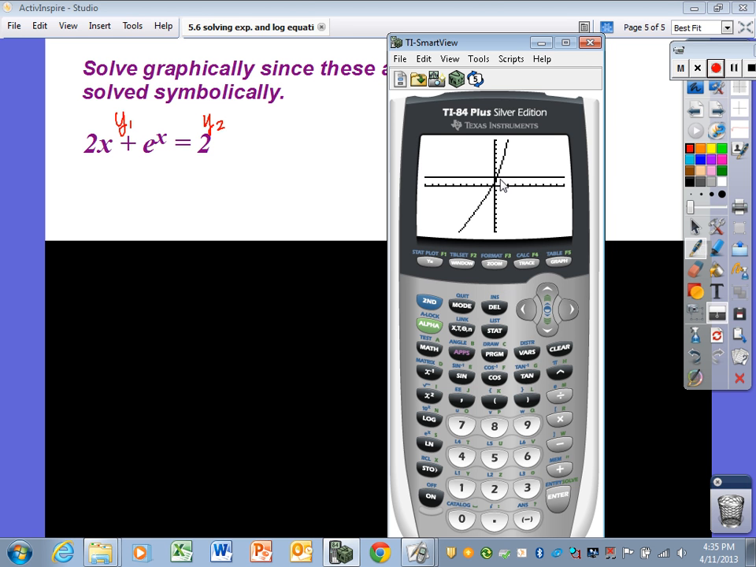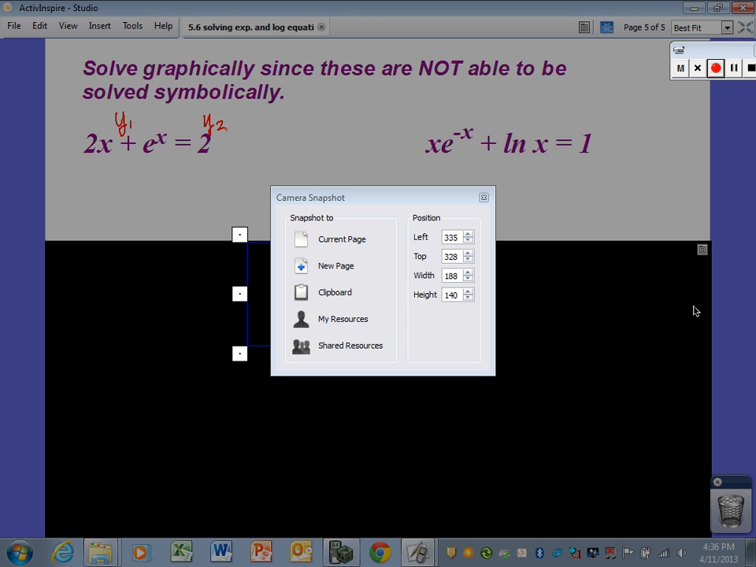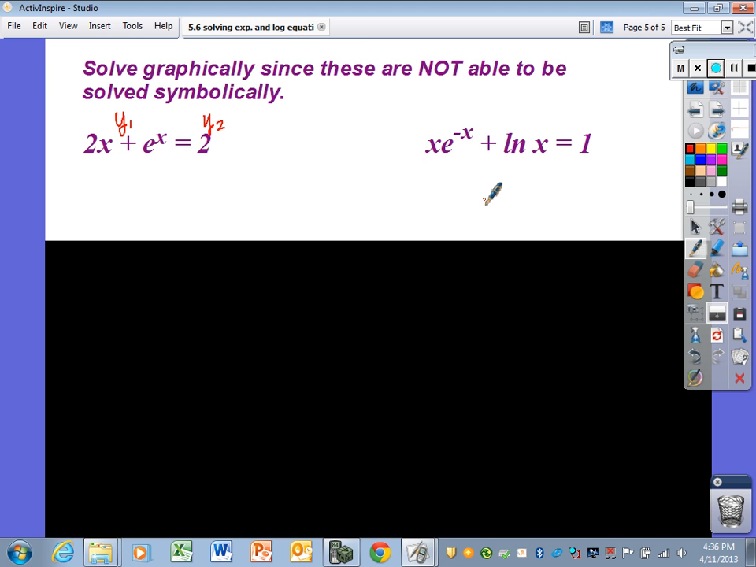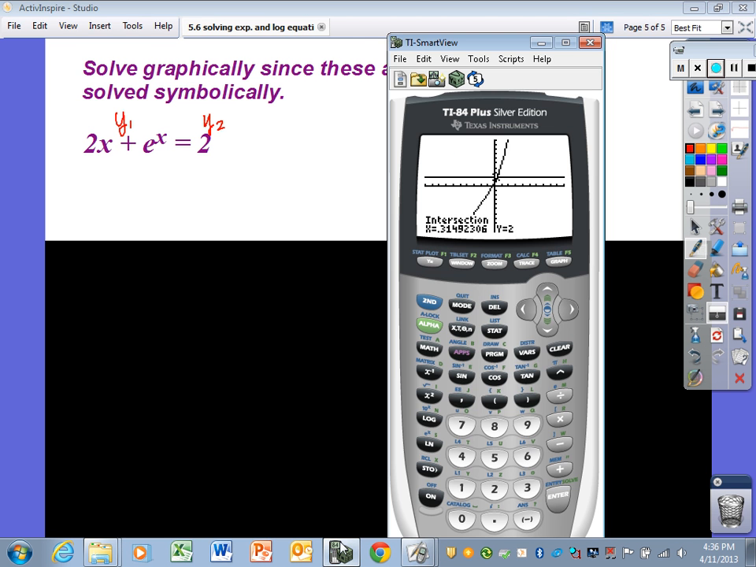So if you remember, that's in calculate above trace. Intersect, blinking on my first curve, blinking on my second curve. I'm going to make a guess. Am I solving for x or y? For x, and I get 0.3492. Let's see what it was again. 0.3149.